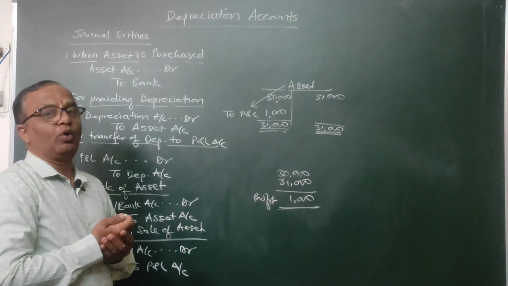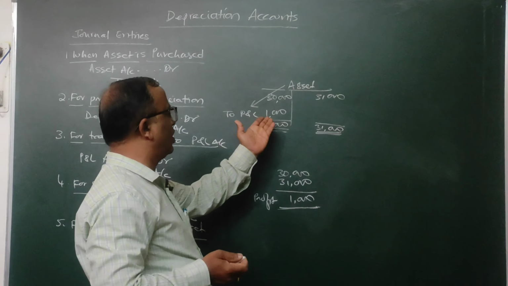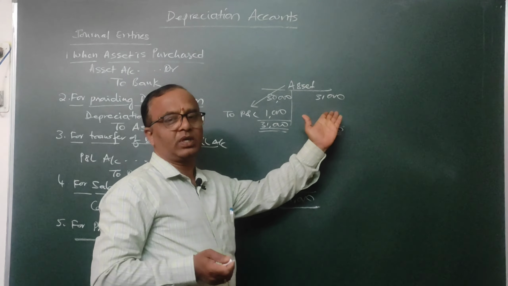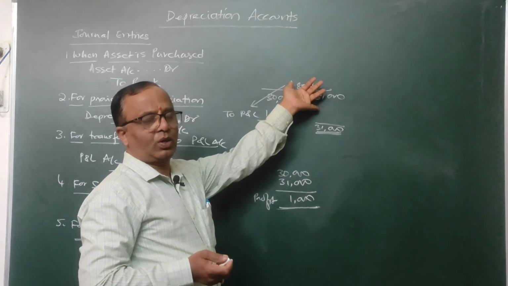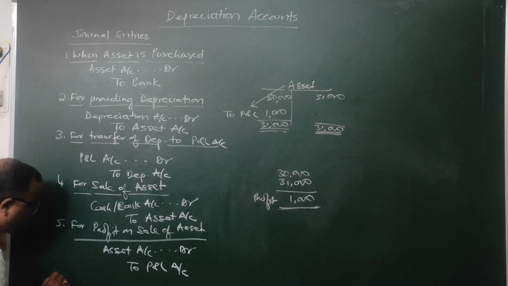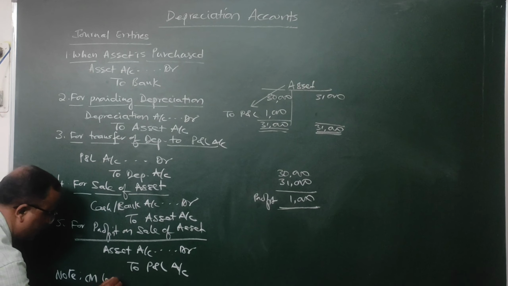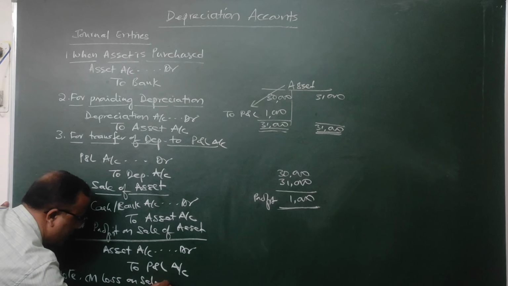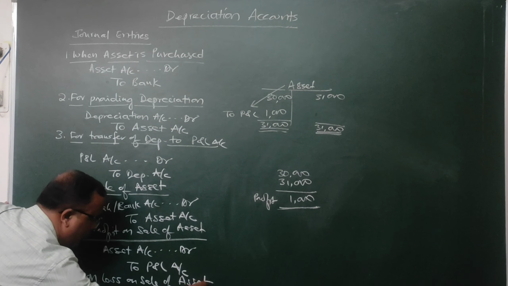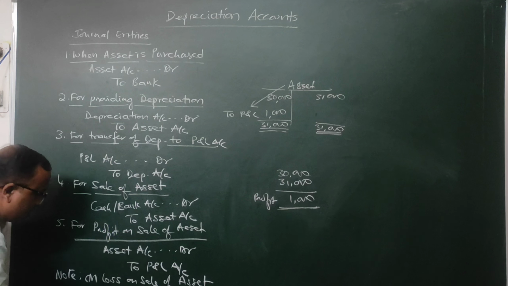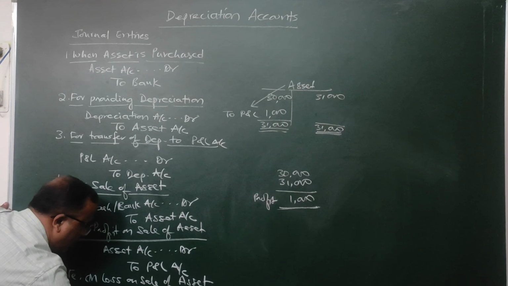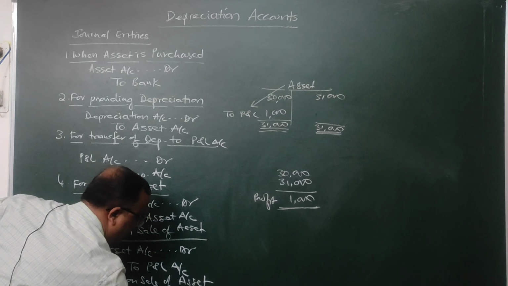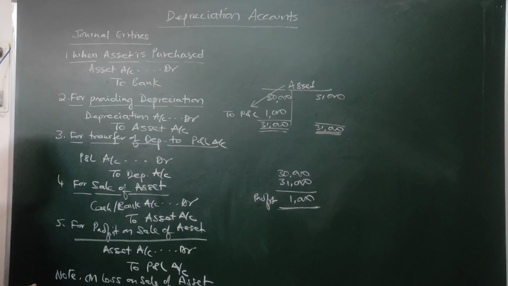Otherwise, if you have made a loss, at that time the difference will not come on the debit side here, it will come here. That also will be transferred to the profit and loss account. So at that time our entry will be profit and loss account debtor to asset account. That's why we are writing a note here saying that on loss on sale of asset, this entry should be reversed. So reverse the above entry. This is what we should remember here.